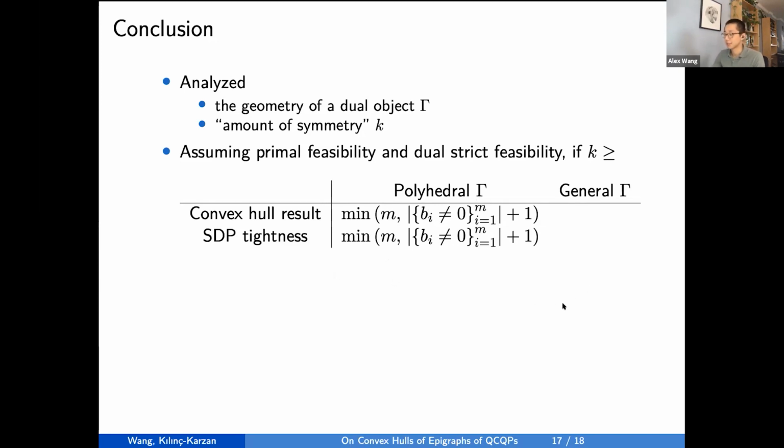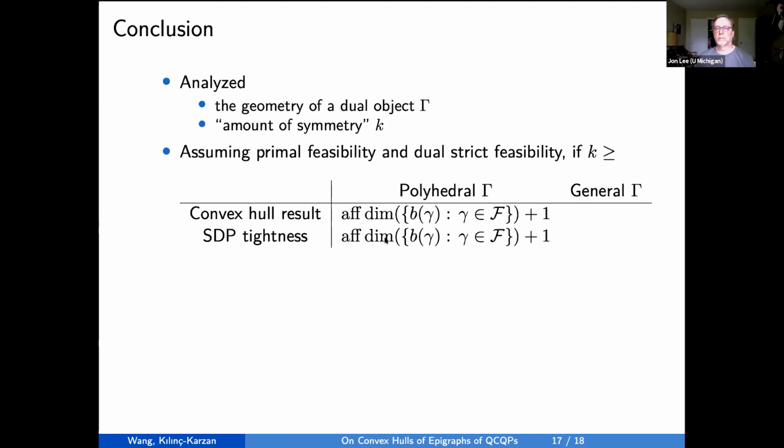In the paper, we actually proved a stronger dependence on k. We prove this quantity here, which I didn't show you because I don't have the time to define all of these terms, but I'll leave it on this slide. We also have a number of results that extend the results from polyhedral gamma to more general gamma. But in this case, we do need a larger amount of symmetry: we need m+2 and m+1 respectively. I want to say, though, that we do have counterexamples to show that the same results do not hold in the case of general gamma.